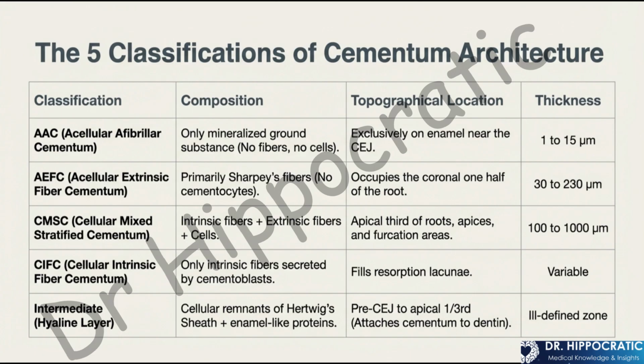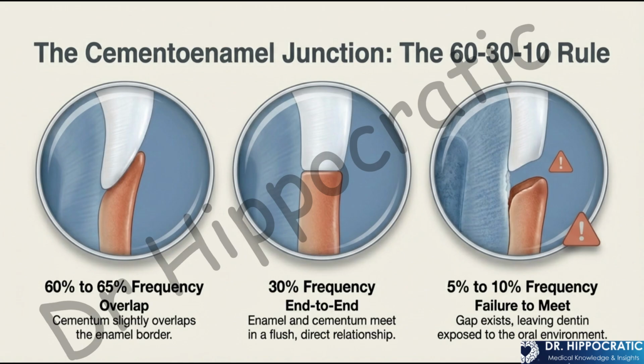Nice. Now, coming to the next slide, that brings us to exactly where this root system meets the visible crown of the tooth, the cemento-enamel junction, or CEJ. Right, the transition zone. The anatomy here reminds me of tucking a shirt into your pants. Ideally, you want a clean, secure line where they meet. But apparently, Mother Nature is a terrible tailor, giving us this 60-30-10 rule.